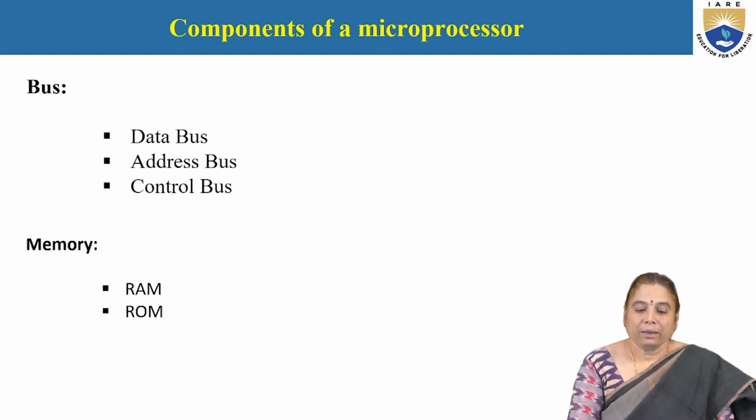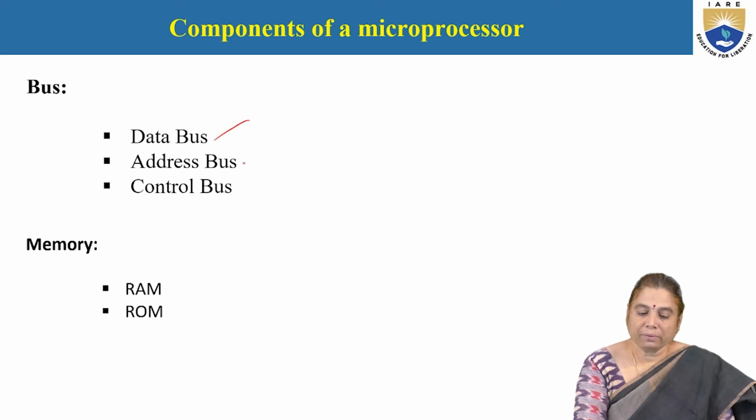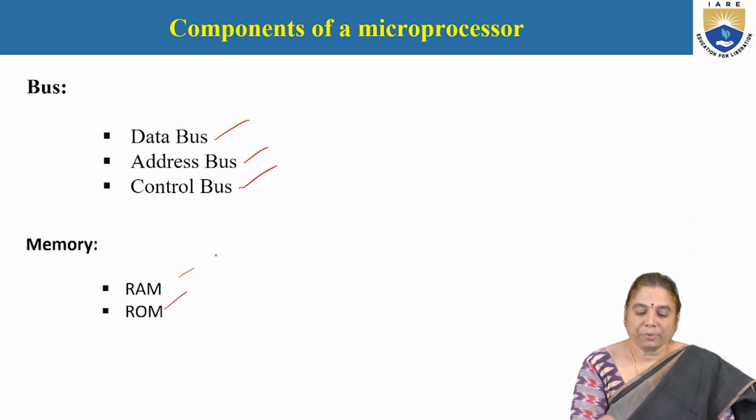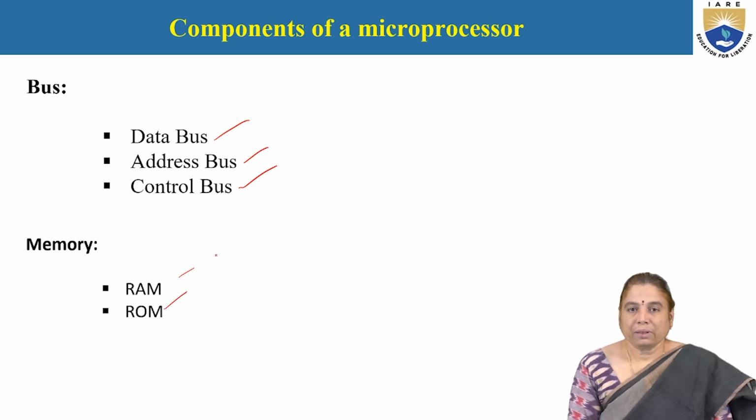Three buses are generally used in the microprocessor: data bus, address bus, and control bus. Memory can be of two types, RAM and ROM. So these are the basic components of the microprocessor.